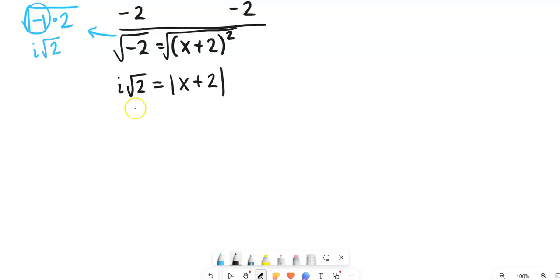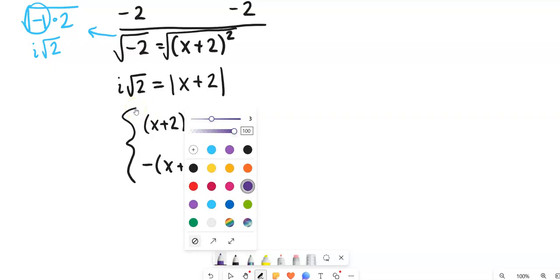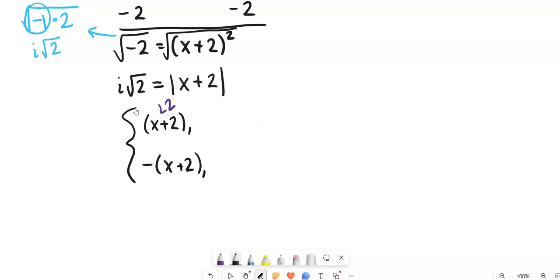From here, we're ready for our piecewise. I'll have x plus 2 and negative times x plus 2. And what does the x plus 2 do to your graph? Moves it left 2. So that tells me that the domain is going to split at negative 2. So x is greater than or equal to negative 2, and x is less than negative 2.